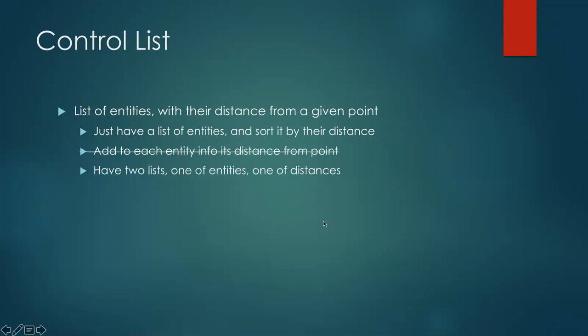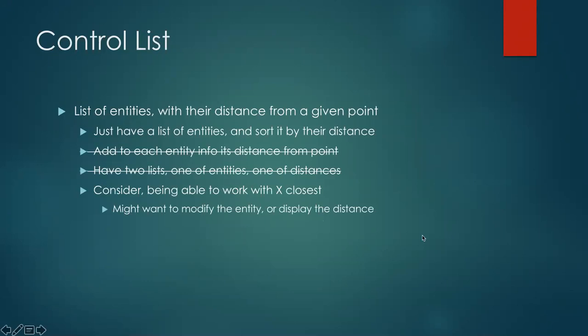Okay, what if I have two lists? One will be the entities, and I keep the distances in another list. Okay, that's an equally bad idea. So let's think about what we are going to do with our data. What's the whole point here? I want to process the drawing. I want to take the blocks that are closest to my given point, and I want to do something with it. So, thinking about what data do I really need? I really do want the distance, and I might want to, for instance, modify the entity.